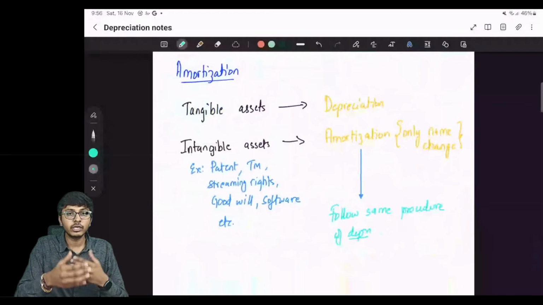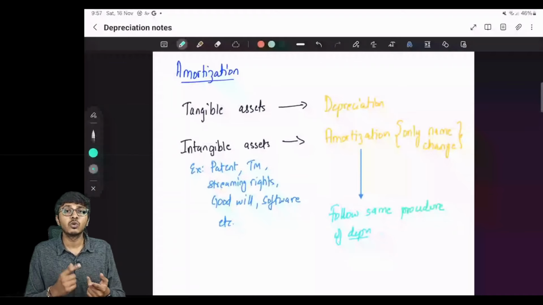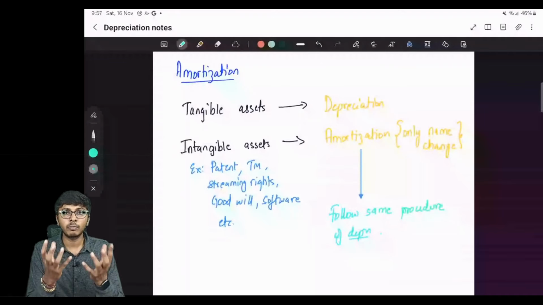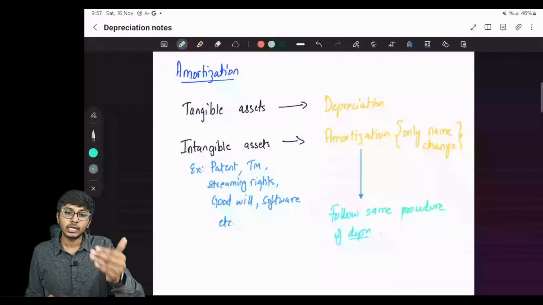Correct? They're going to get economic benefits, people will watch it. So that streaming right is also an asset. Goodwill is an asset. Software, you have a software, it doesn't have a proper form, correct? It is just software sitting in a system, that also costs a lot, correct? So that also is an asset.